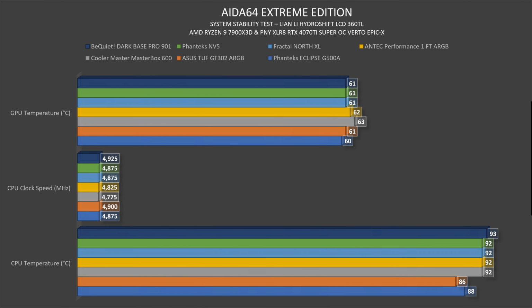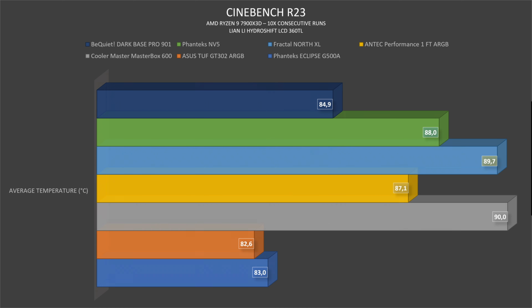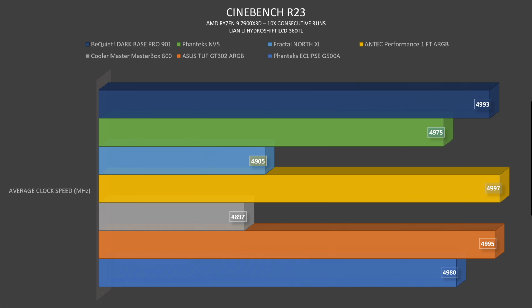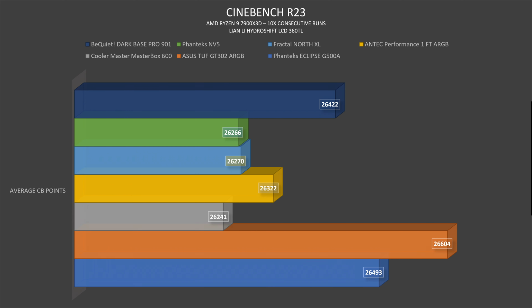When we go into Cinebench, similar thermals compared to Phanteks Eclipse G500A, so 82 to 83, clock speed from 4975, but has the majority with 5000, and the clock speeds and the Cinebench scores are well above 26,600, with an average of something like 26,620 maybe. Cooler Master MasterBox 600 case.